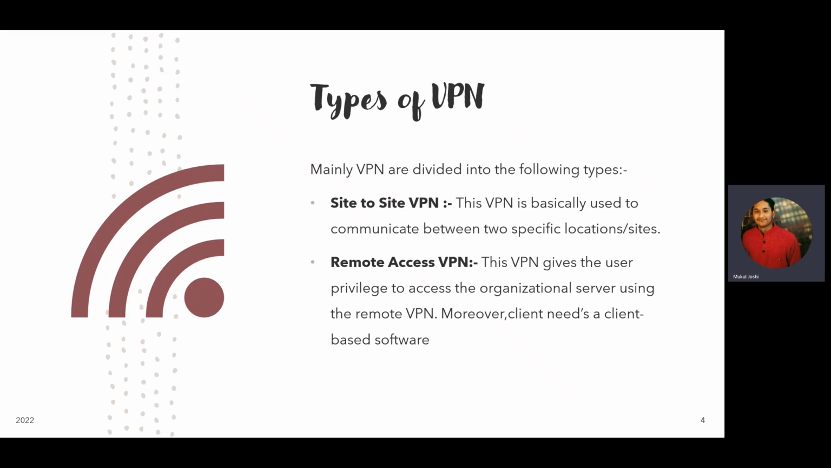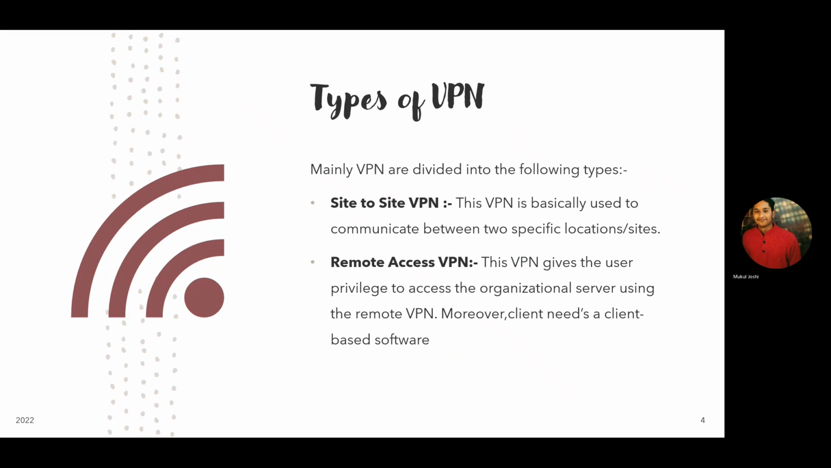An example of this can be, let's say, that there are two different locations. Site A is the Calgary office, and site B refers to the Vancouver office. So if connectivity needs to be established between site A and site B, most of the time a site-to-site VPN is preferred over here.